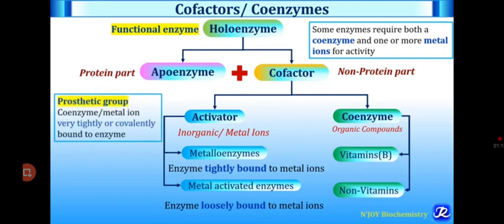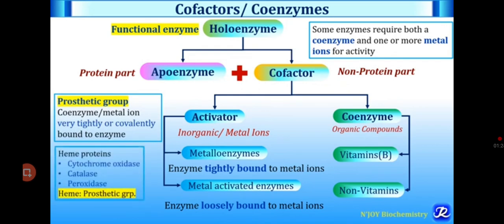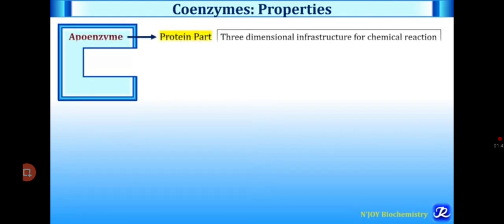When a coenzyme or metal ion is very tightly or covalently bound to the enzyme, it is called a prosthetic group. For example, the heme proteins like cytochrome oxidase, catalase, and peroxidase have heme as a prosthetic group. Some authors use the terms prosthetic group, cofactor, and coenzyme interchangeably. Now let's see the properties of coenzymes.